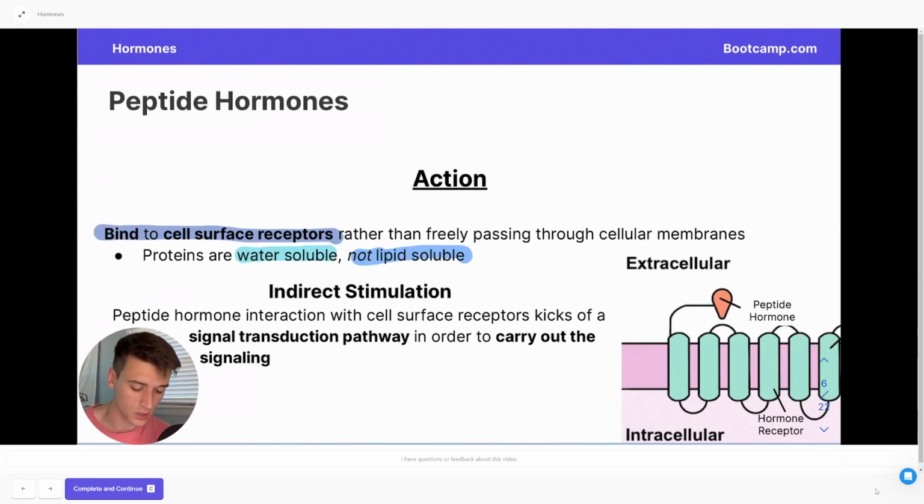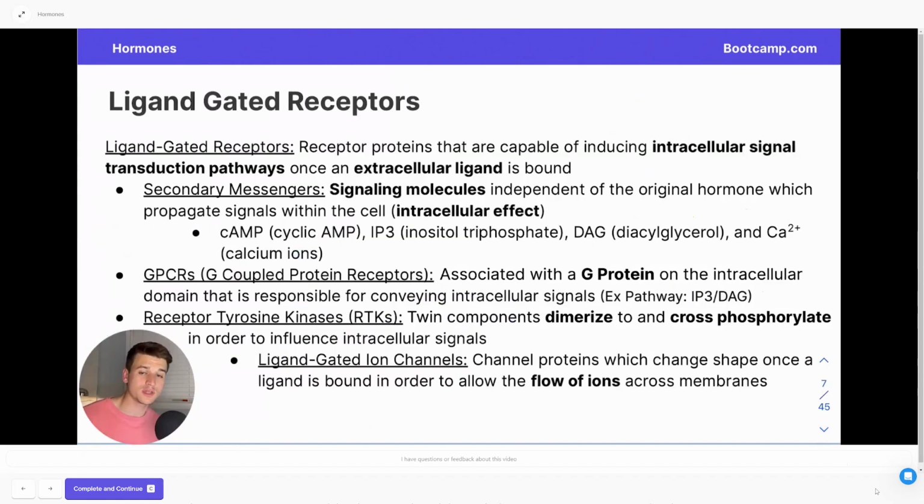This is a process known as indirect stimulation, where a signal is still being propagated in the intracellular environment, but it's not the original hormone that's going to be doing it throughout the whole process. Instead, that peptide hormone is going to interact with a receptor on the cell's surface and kick off on the inside of the cell something known as a signal transduction pathway. And in just a moment, we are actually going to be able to see a couple of examples of different modes for how this indirect stimulation takes place.